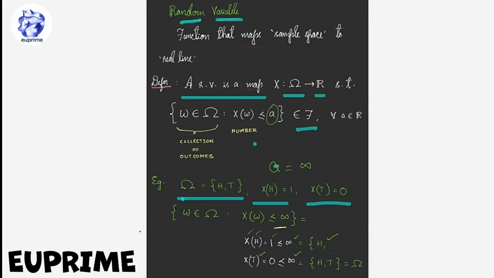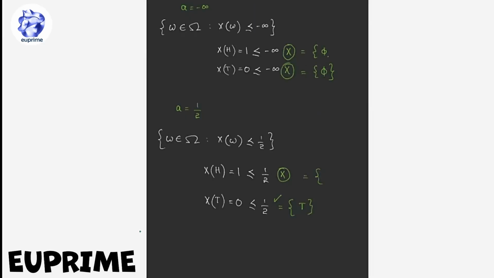As a result, this is also a valid outcome. As a result, the entire sample space is omega. Okay. Now let's change a values to be negative, negative infinity. Now, given that to be the case, omega belongs to omega, X of omega is less than minus infinity.